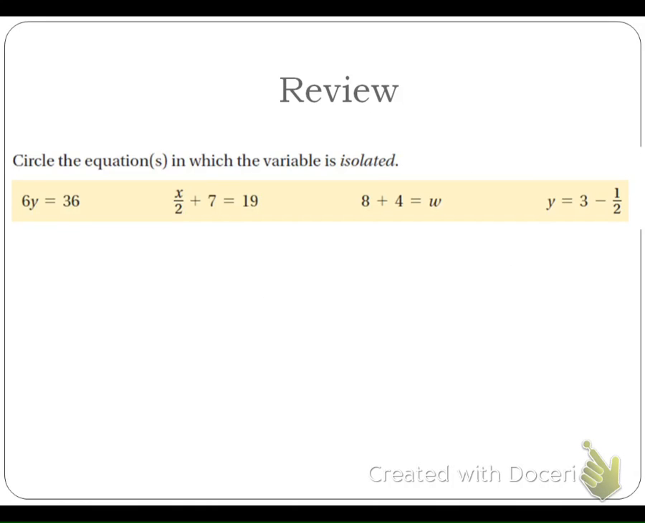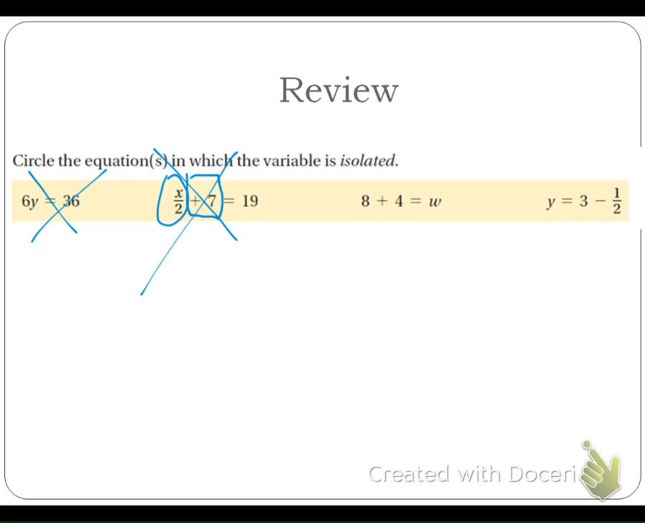In the first example, 6y equals 36, there is a coefficient of 6 beside the y. So therefore, this equation is not isolated. In the next equation, you have x over 2 plus 7 equals 19. You can see that there is a constant on the same side of the equation as x, and there's also a coefficient of 2. So therefore, this equation is not isolated.